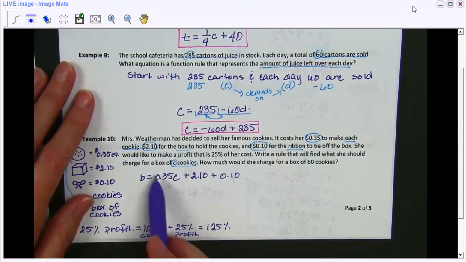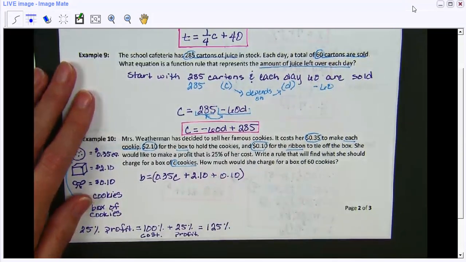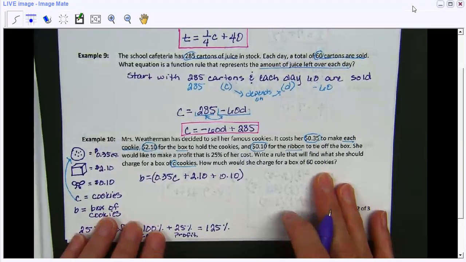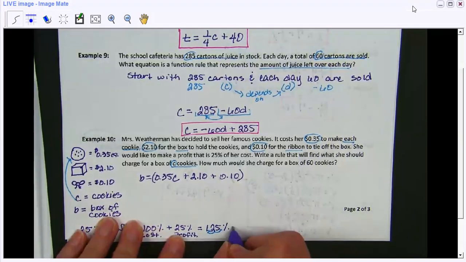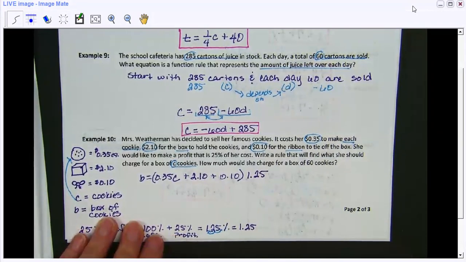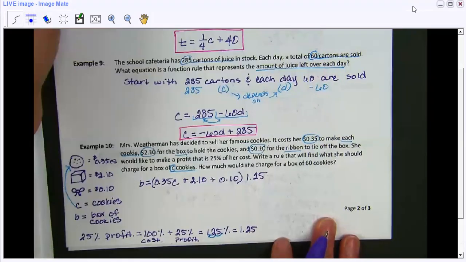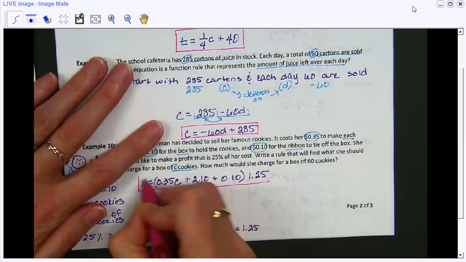So we're going to take this and we are going to multiply it by 125%, except when we're multiplying by percents, we need to turn it into a decimal. And we do that by moving the decimal two places to the left. So really, we're going to multiply it by 1.25. And so we'll put that right here. Okay. So here we have our equation. This is our equation right here. We did the first part.